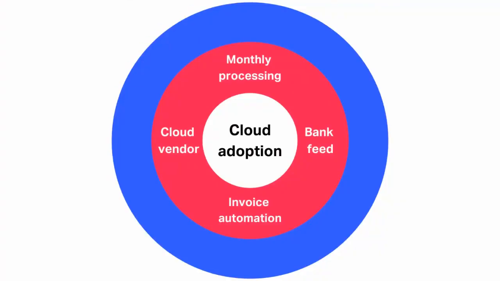Anything less is not cloud, because we're just using it as a piece of compliance software, not up to date. If we've got the bank feed, we've got the invoice automation, and we're processing monthly, we've got data which is up to date 12 times a year, and we can do a lot more insightful elements. So those are the first two: get a bank feed and get your invoice automation in.